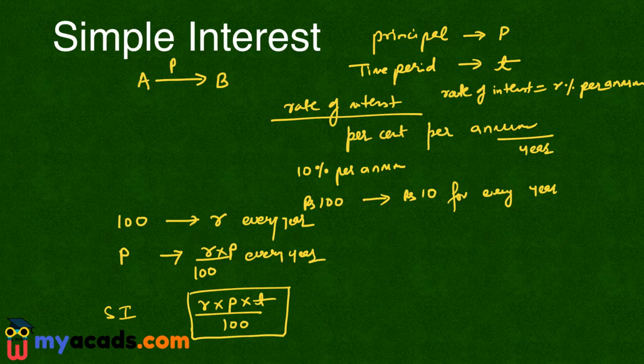So if I borrow P amount of money and the rate of interest is R, then simple interest becomes principal into rate of interest into time period for which I have borrowed the money, upon 100. Now let's understand this concept through some examples.